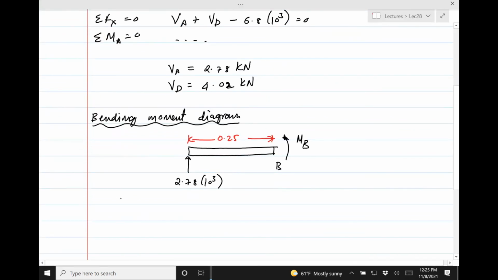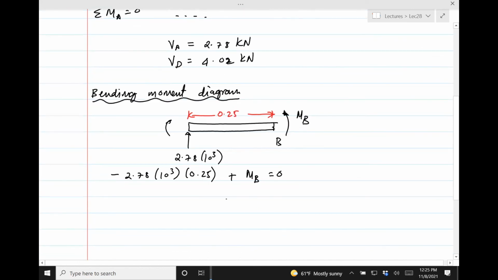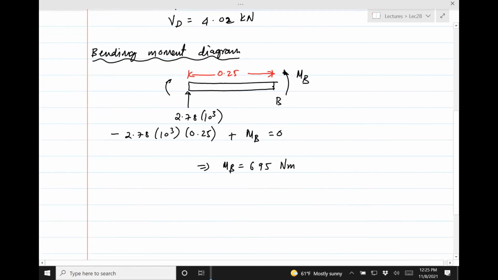So 2.78 times 10 raised to 3 times 0.25. This moment is about B, and it acts in the clockwise direction, right? This way. So we have a negative sign. And then we have MB acting counterclockwise, so we have MB as positive, equals 0. Solving for MB gives us 695 newton meters. So we've got the moment.